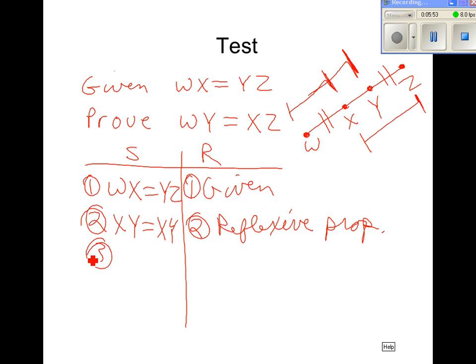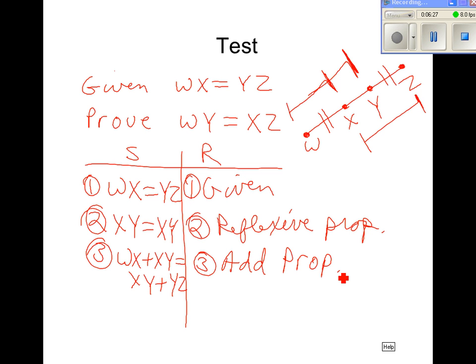This one, WX plus XY equals XY plus YZ. So all they did here, notice up here you said this equals this, well those are those two things right there, and they just added what to both of them? XY. So what property did we use? I put transitive, but it's wrong. Yeah, addition property. You just added the same thing to both sides. You added XY to both sides, addition property.